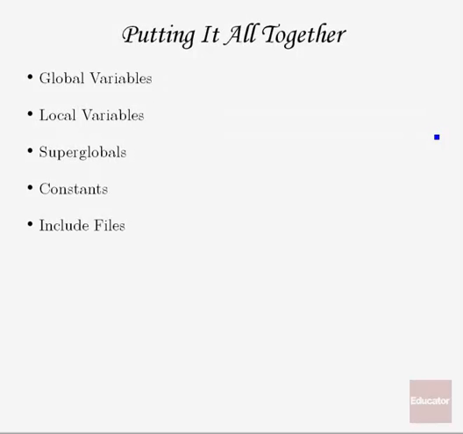So I just want to show one final example that puts all of this together that we've learned about. We've learned about global variables. We've learned about local variables, which are created within functions. We've formally defined what the superglobals are. We've talked about the scope as they relate to constants. And then we're also going to show how scope applies to using variables within include files.